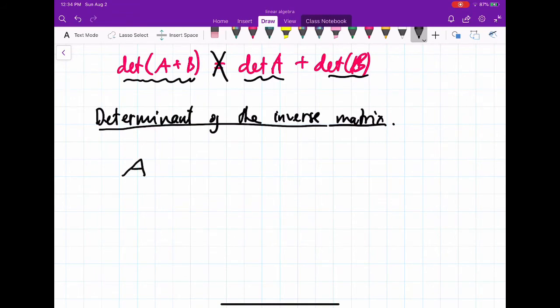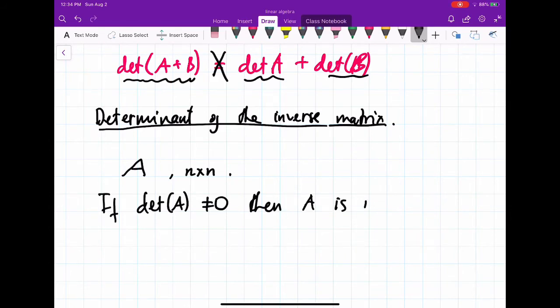Let's say if we have matrix A, right? That is the size of n by n. And we were talking about determinant of A is not 0. Then, let's say if, then A is invertible. Remember that, right? We actually prove this property when we study determinant and elementary operations.